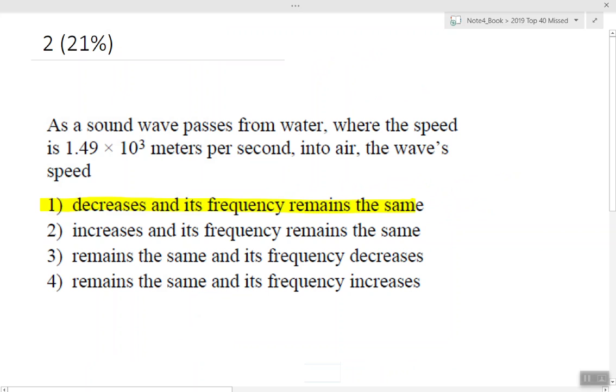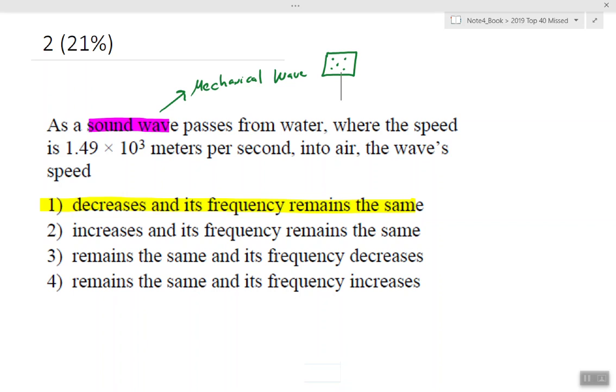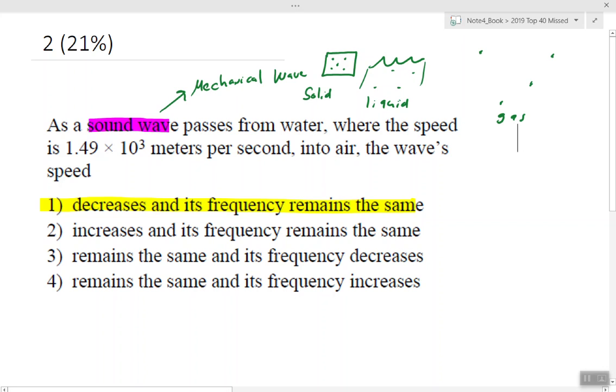Now the biggest mistake people make is that they think of this as a light wave. When light goes into a vacuum or air, it speeds up compared to water. But this is about a sound wave. A sound wave is a mechanical wave. There's something physically vibrating, and that vibration is going to travel fastest in solids where the atoms are very close together. A little slower in water, or liquid rather, because the molecules are a little further apart, and slowest in gas because the molecules are further apart.